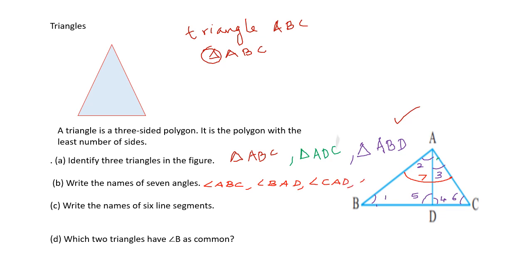Fourth angle is angle ADC. Fifth angle is angle ADB. Sixth angle is angle ACD, and the 7th angle we got is angle BAC. Is it clear? Now we have to name the 6 line segments.